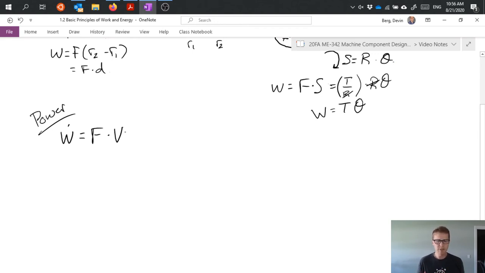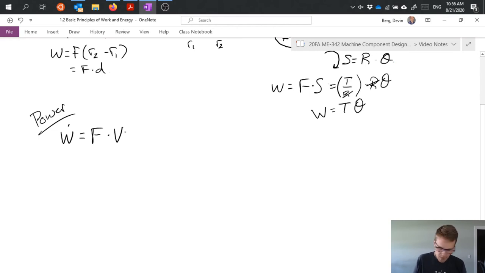Now, the reason we might be concerned with power is that it can lead to heat buildup, right? The amount of time that I take to do work causes heat, that's energy into the system. So we want that heat to be able to dissipate, which means we need an understanding of how much time it takes to do that work.